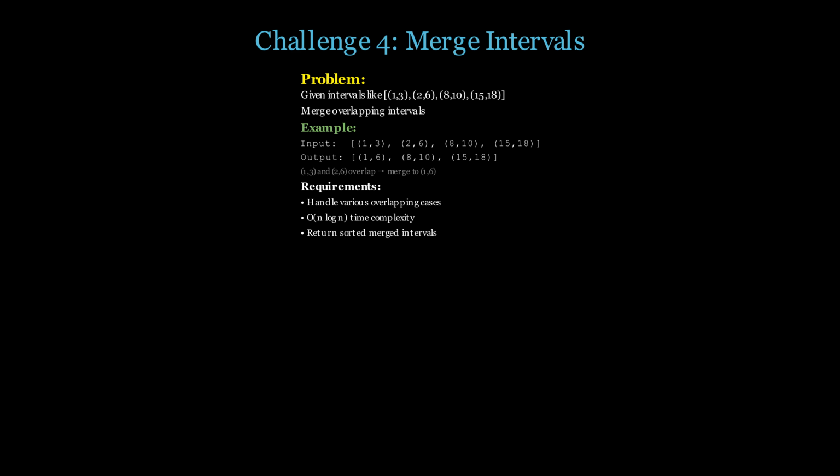They merge into 1 to 6. 8 to 10 and 15 to 18 don't overlap with anything, so they remain separate. The algorithm must handle all overlapping cases efficiently. Target O(n log n) time complexity and return sorted merged intervals. This appears in meeting room scheduling and calendar applications.